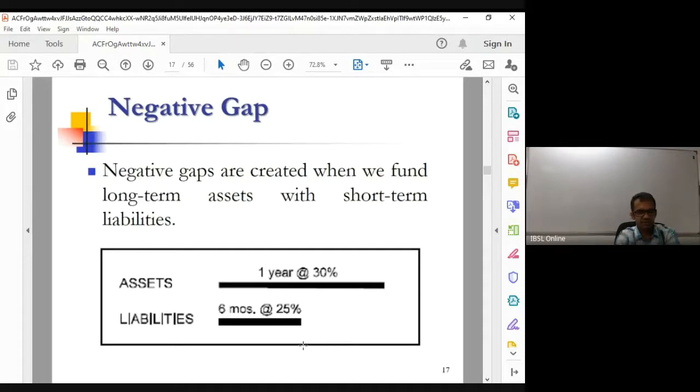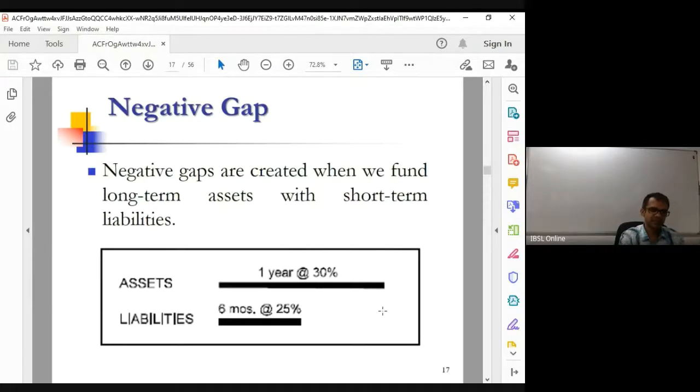So this illustrates negative gaps. You have a 1 year asset at 30%, but you have a liability for 6 months at 25%. That means you have borrowed funds for a 6 month period at 25% and generated an asset for a 1 year period at 30%. Is it good? Yes, because you have a 5% margin. Your net interest income is 5%.